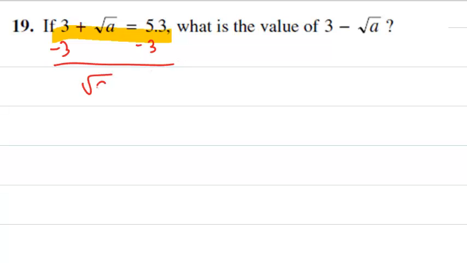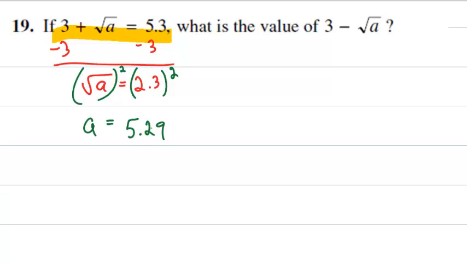Well, if this were my algebra problem right here, I could take away 3 from both sides. Now radical a equals 2.3. Now that I have that, to get rid of the radical, I can do the opposite, which is squaring it. Now a equals, that took me a while on my calculator there, 5.29. And that's the answer for that problem.